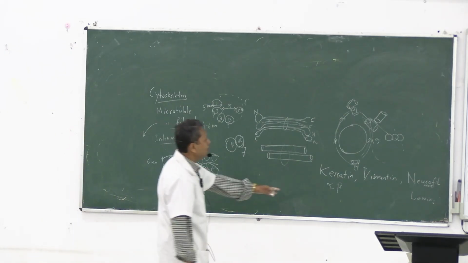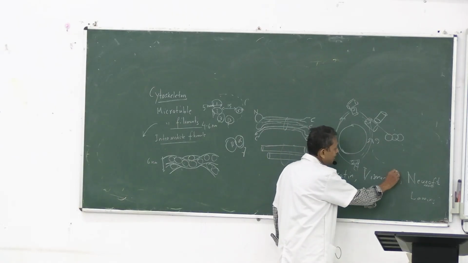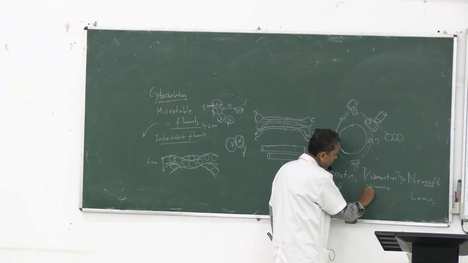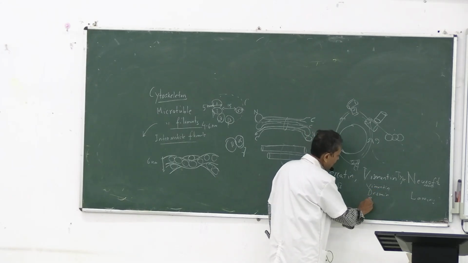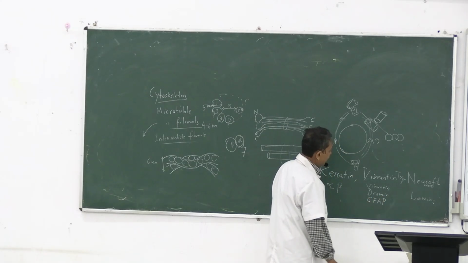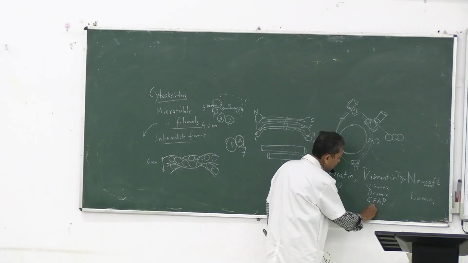And vimentin, mesodermal structures, mesenchymal type; it includes vimentin, desmin present in the muscles, glial fibrillary acidic proteins, and peripherins in the nervous system.